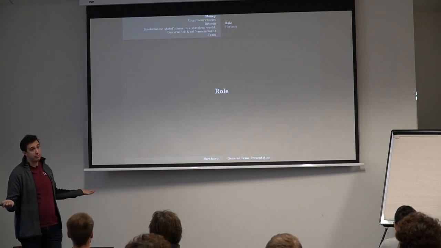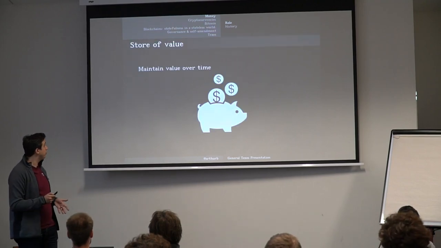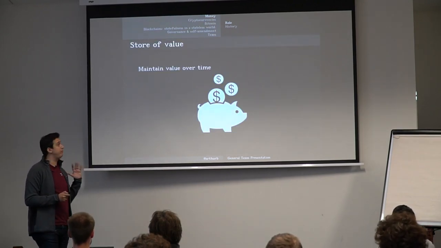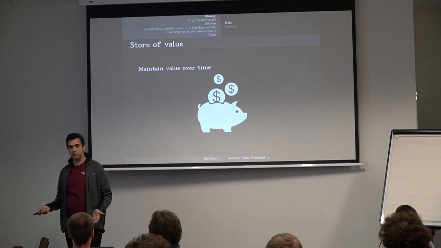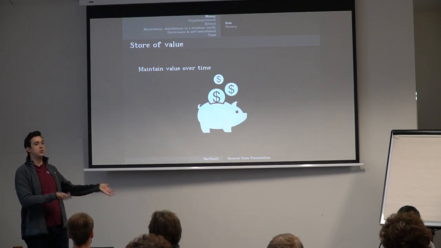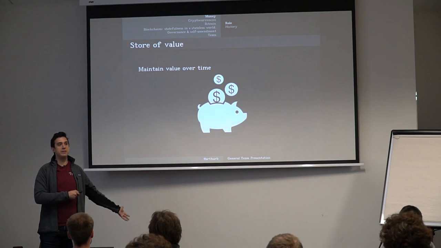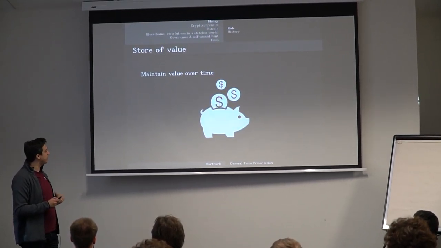So first, the role of money. Classically in economics, you give three different roles to money. One is a store of value. You would like money to maintain value over time, so you want to be able to save for future consumption. You have money now, you don't want to spend it right away. You want to spend it next year, and next year you still want it to have value. So that's the store of value aspect.